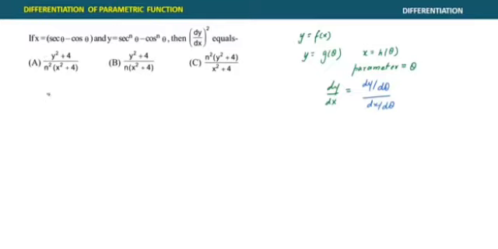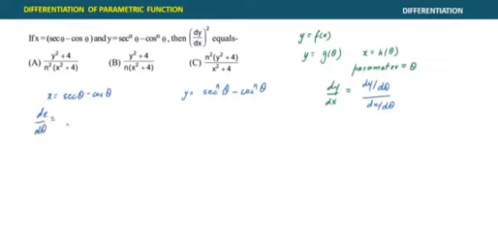It says x is equal to secant theta minus cos theta, right? So you can see that x is a function of theta, and similarly if I write y, I can easily see that y is also a function of theta. By just reading this I can say that this is an equation in parametric form, because you are asked for dy by dx square. So let's start with dx by d theta.